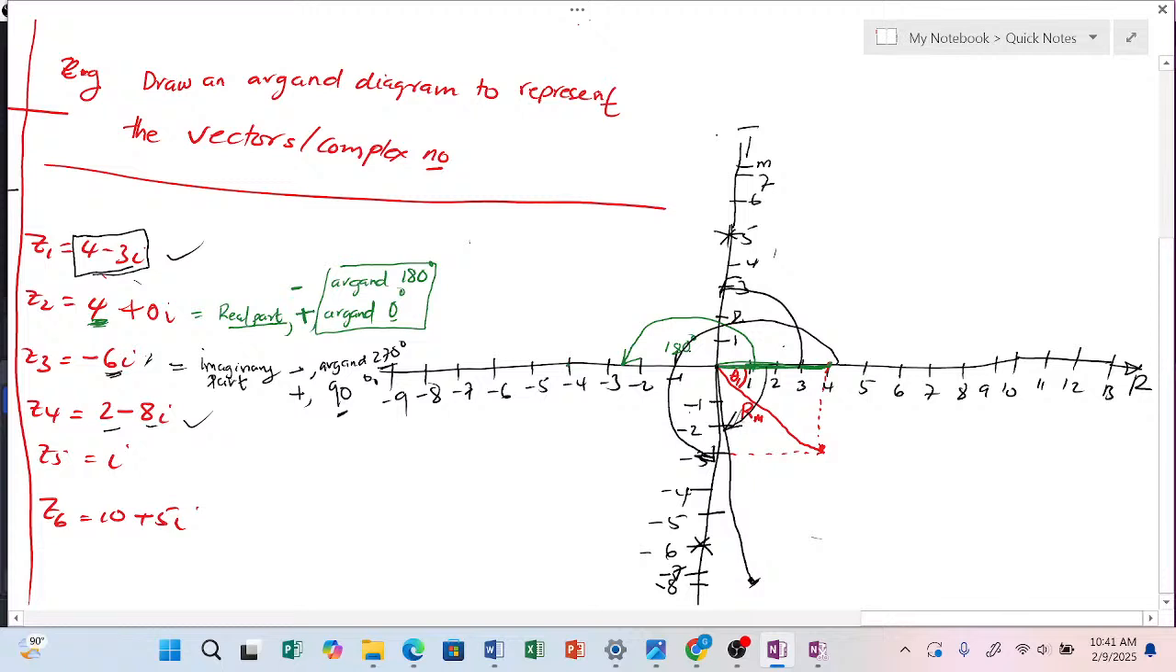Now, because we measure anti-clockwise, if I measure it this way, that is the negative of the angle. I have to indicate negative. So if I want the actual measuring, it's like this, anti-clockwise. So go and try Z5 and Z6. And when you're done, you can send it to me.